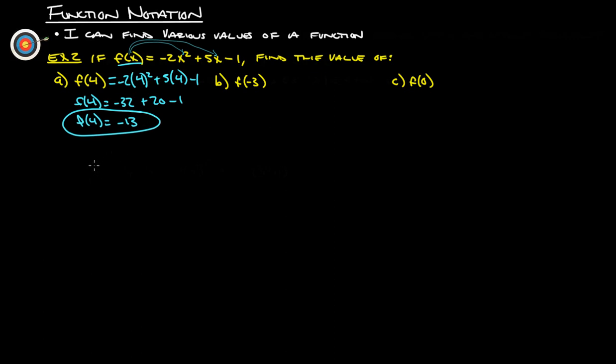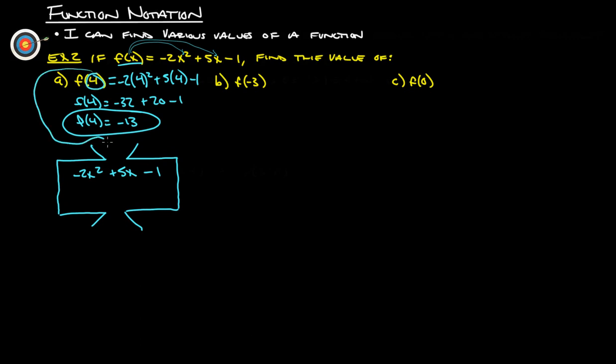Another way to look at this, and you do not have to do it this way, is a way I learned from one of my college professors, and it was just ridiculous enough to make great sense, actually. This is called the function machine. Our function in this case is negative 2x squared plus 5x minus 1. And this 4 is going to go into the function machine and replace all the x's.